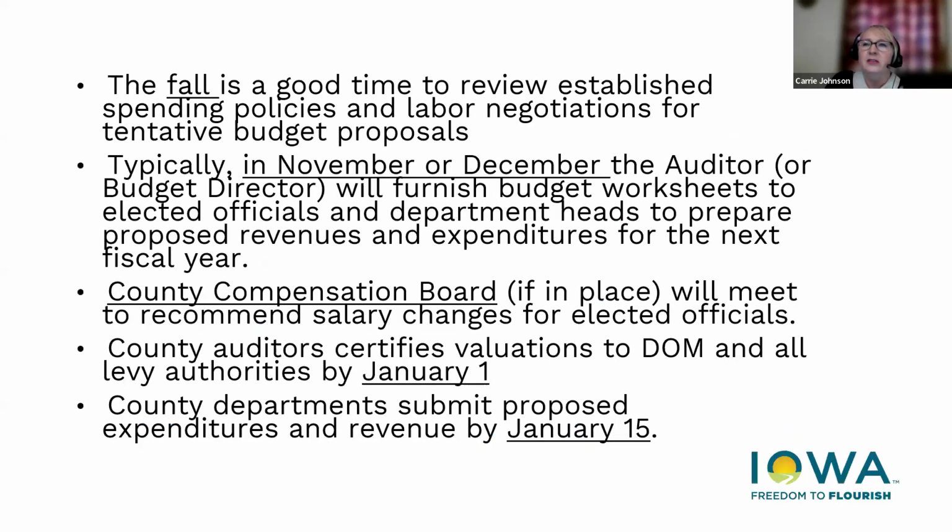So first thing, I want to talk about the budget process at a very high level. What are the general timelines that we're talking about? And of course, you guys and your counties have already started the budget process. In the fall, that's usually when folks start taking a look at some of their major upcoming projects or tentative budget proposals for the next fiscal year. Usually in November or December, the auditor or a budget director will send out some budget worksheets to departments and elected folks to get them thinking on their proposed revenues and expenditures for that next fiscal year.